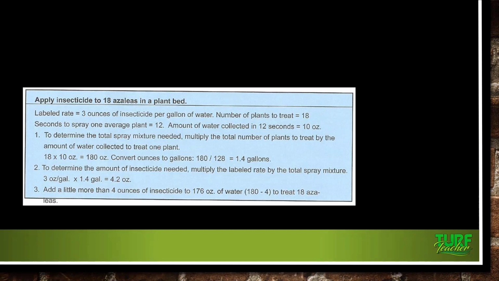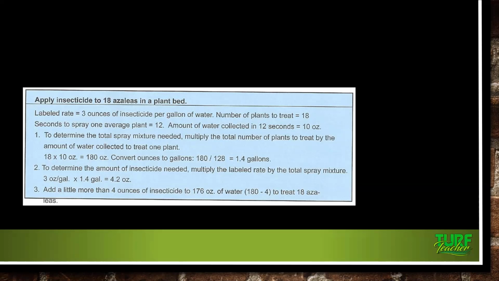To determine the amount of insecticide we need, multiply the labeled rate by the total spray mixture. And it says we needed 3 ounces per gallon. And we have 1.4 gallons of the total. So we need 4.2 ounces. Add a little more, 4 ounces of insecticide to 176 ounces of water.